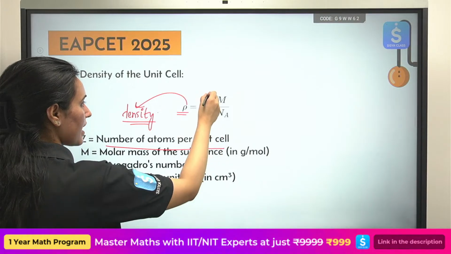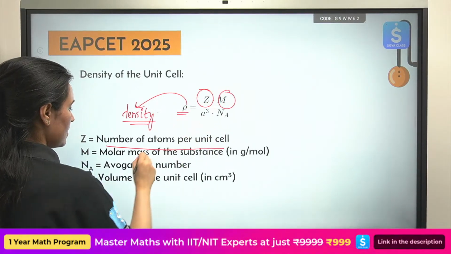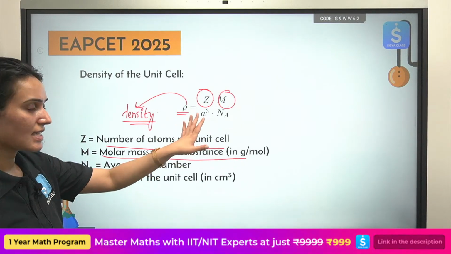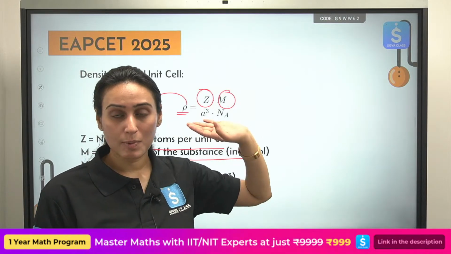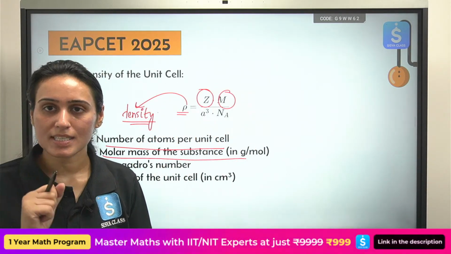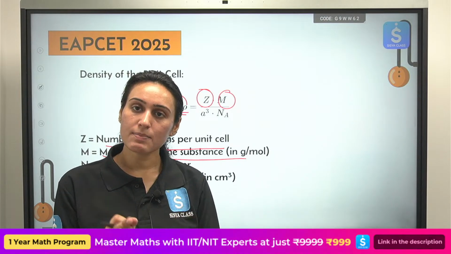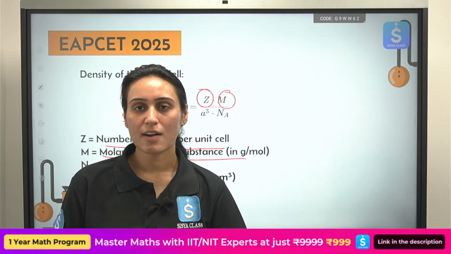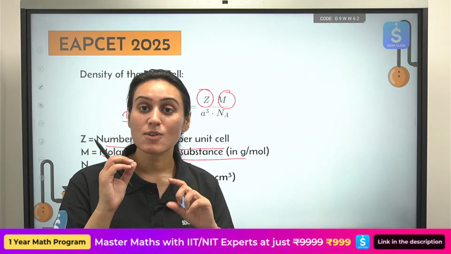Number of atoms per unit cell, molar mass of the substance that you are talking about, that will be given in the question. So how many variables are there? I can see 5 variables are there. 4 variables will be given in the question. You just have to calculate one part. That is all you have to do.